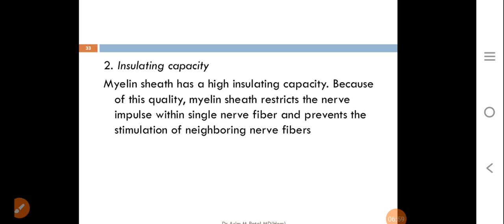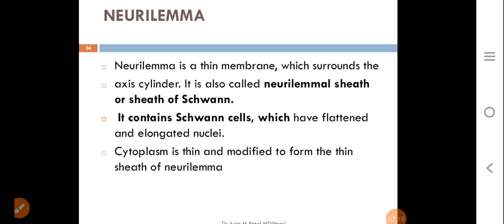The second function of myelin sheath is its insulating capacity. Myelin sheath has a high insulating capacity. Because of this quality, myelin sheath restricts the nerve impulse within a single nerve fiber and prevents the stimulation of neighboring nerve fibers.